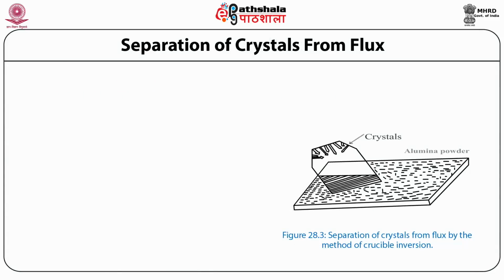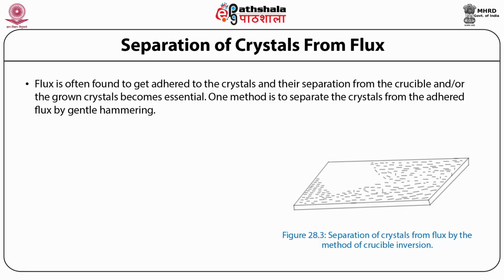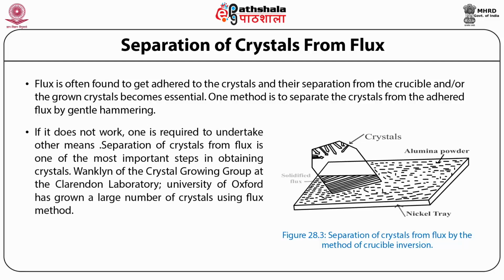Separation of crystals from flux. Flux is often found to get adhered to the crystals, and their separation from the crucible and or the grown crystals becomes essential. One method is to separate the crystals from the adhered flux by gentle hammering. If it does not work, one is required to undertake other means. Separation of crystals from flux is one of the most important steps in obtaining crystals.